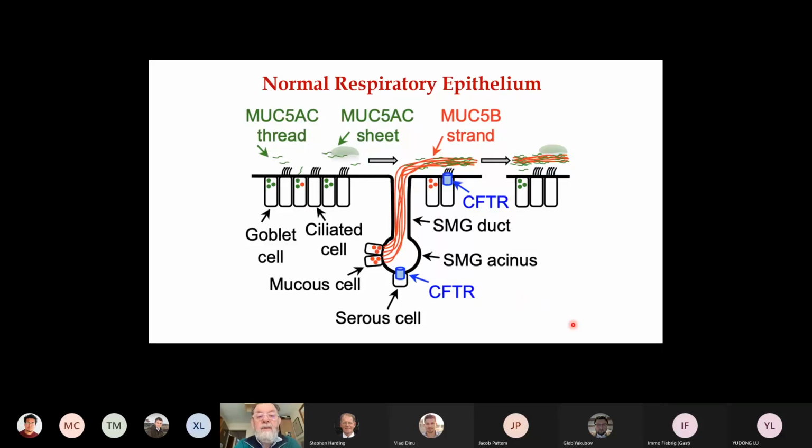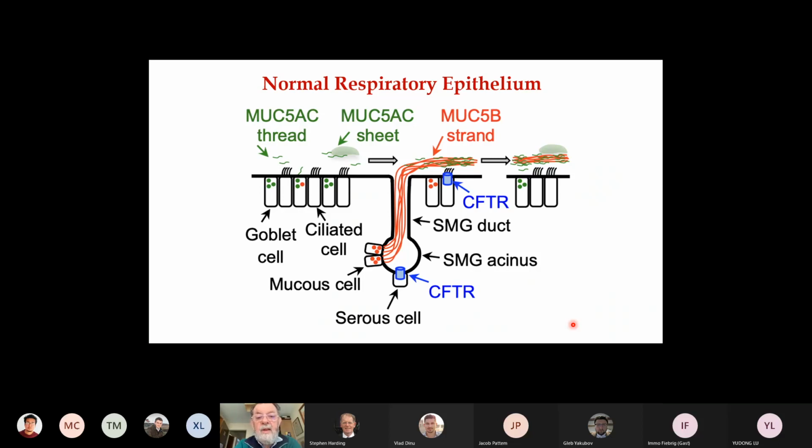So if we go to the next slide, this is a diagram to show you in detail what happens. We can see in the middle in red a MUC5 mucus bundle. This is the secretion from the mucus cells in the glands, which produces a large MUC5B strand or bundle, which is secreted out onto the surface of the respiratory epithelium.